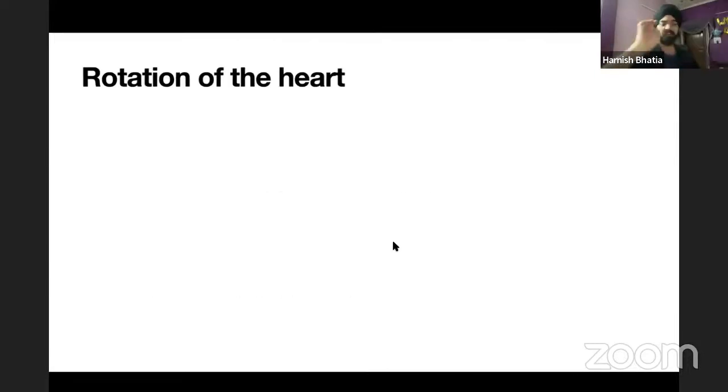Okay. Now, rotation of the heart. This will take the next 5 to 10 minutes, and this is the last concept which we're going to discuss today. So let everybody pay attention. This is also slightly more difficult to understand because it's a slightly advanced concept. Just give me the last 5 minutes, and then I'll leave all of you.